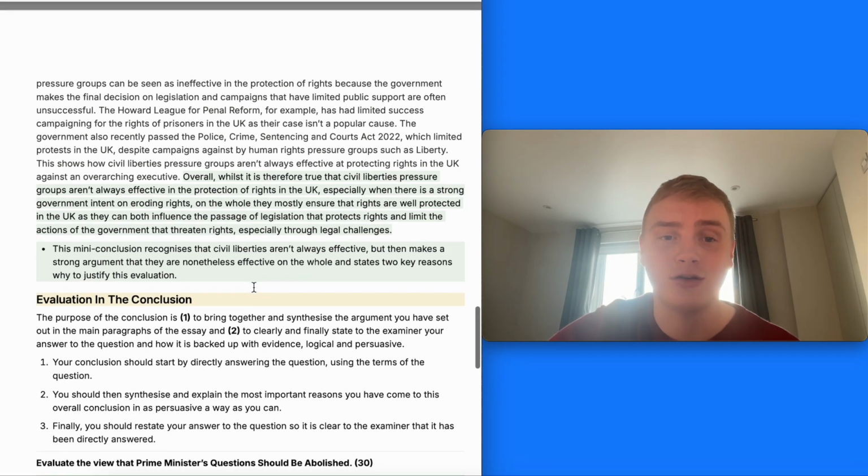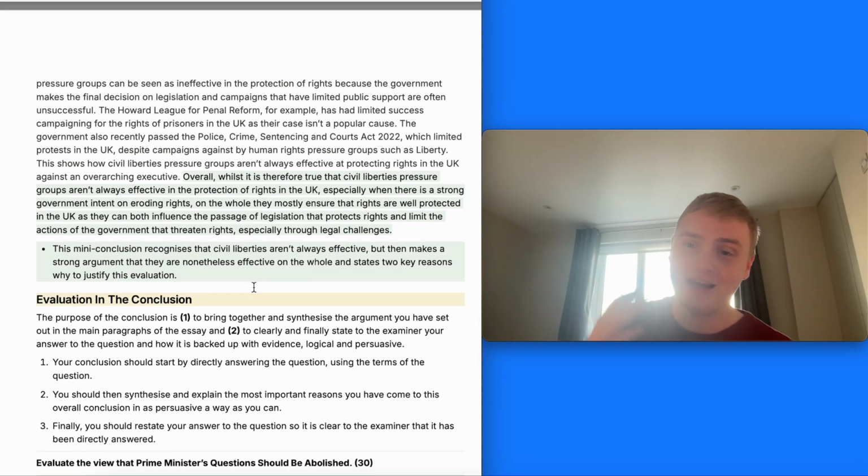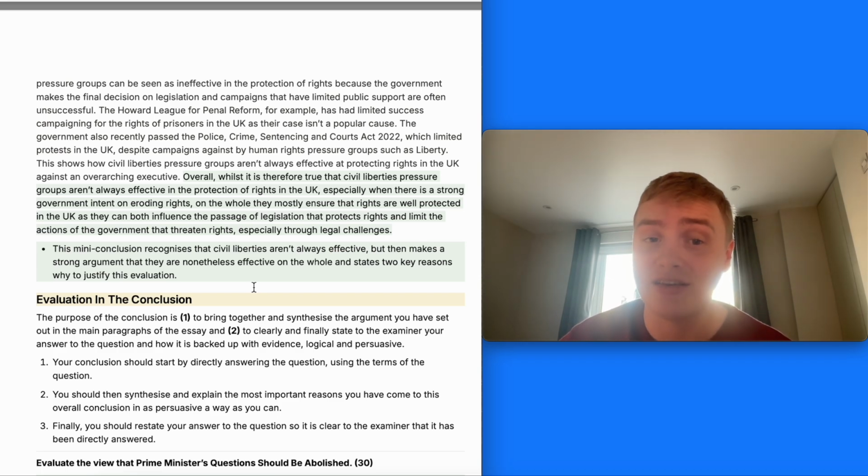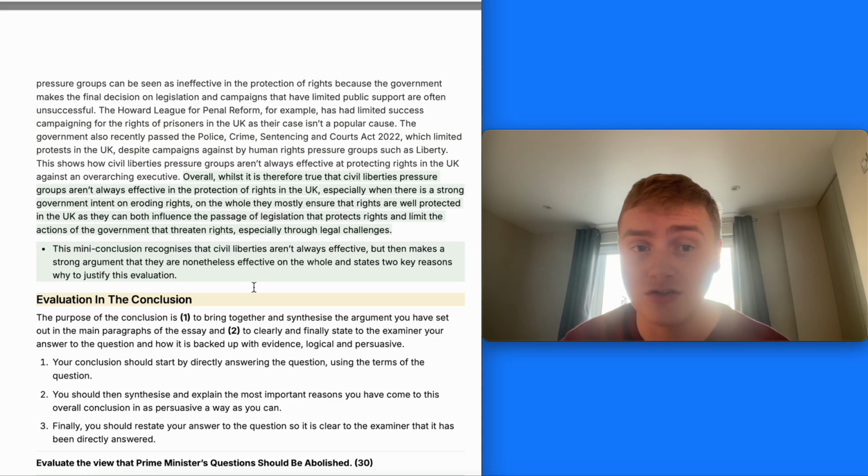And if we look at the mini conclusion then, again, starting off with a pretty clear answer. Overall, whilst it's true that civil liberties pressure groups aren't always effective in the protection of rights, especially when there's a government intent on eroding rights, on the whole, they mostly ensure that rights are well protected in the UK, as they can both influence the passage of legislation that protects rights and limit the actions of the government that threatens rights, especially through legal challenges.